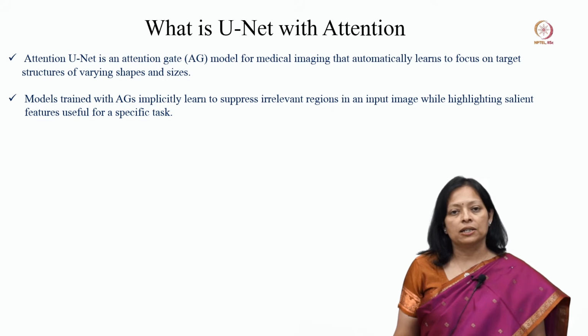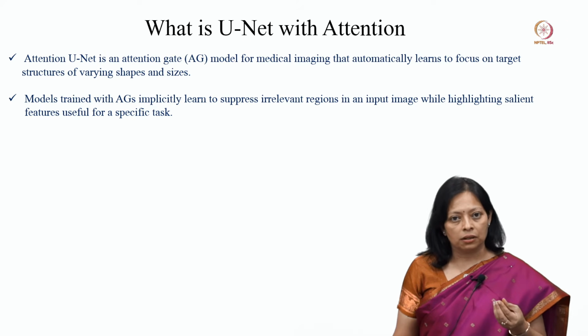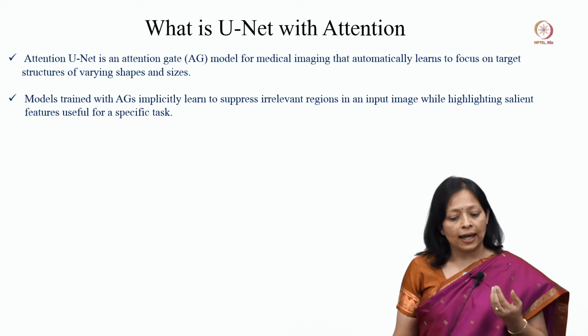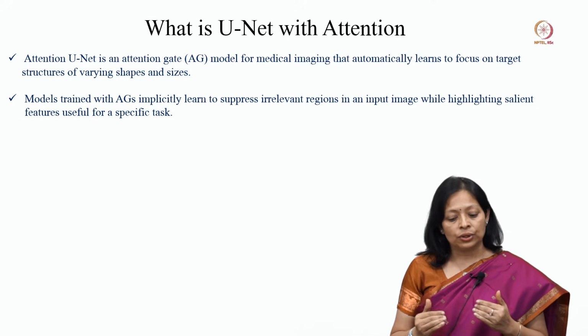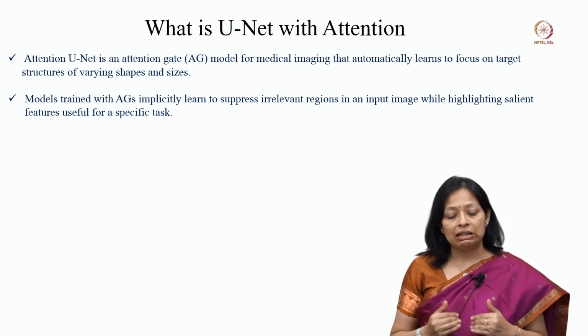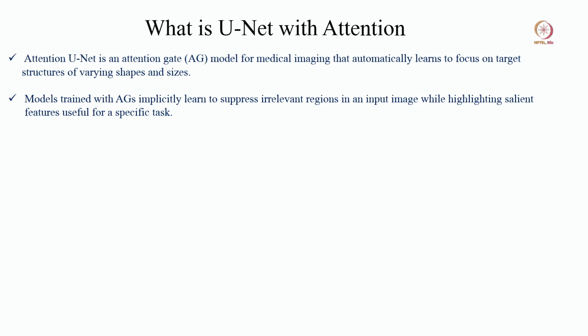As we know, segmentation itself takes out the important region from an image, and UNet with attention is made in such a way that it suppresses irrelevant regions in an input image and highlights the salient features which are useful. It was first introduced in a 2018 paper, Attention UNet: Learning Where to Look for the Pancreas, by Ozan Oktay et al.